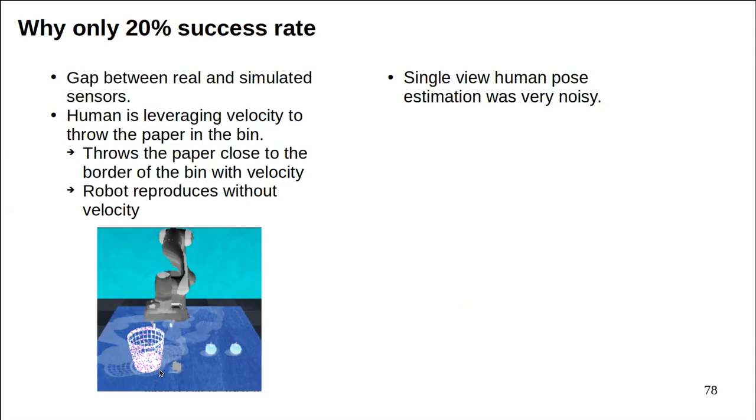Then another quite funny factor that we highlighted in our demonstration is that the human is actually leveraging his velocity to throw the paper trash inside the trash bin. If the robot tries to reach the same point above the trash bin, but without the same velocity, the paper trash will just fall aside the trash bin. So this is maybe a missing modality that we have in our pipeline.